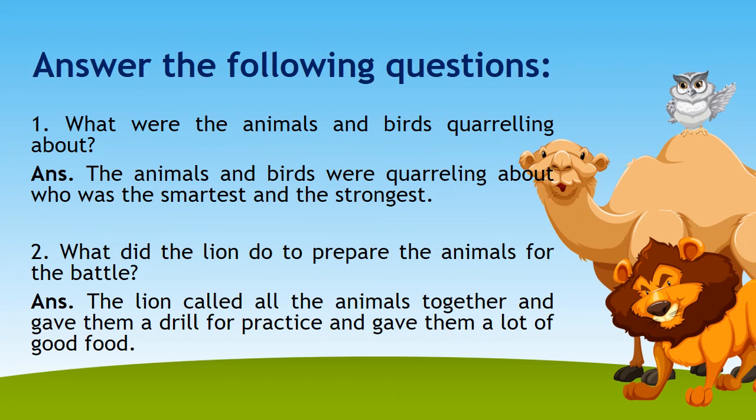Next exercise is answer the following questions. First question, what were the animals and birds quarreling about? Answer, the animals and birds were quarreling about who was the smartest and the strongest. Second question, what did the lion do to prepare the animals for the battle? Answer, the lion called all the animals together and gave them a drill for practice and gave them a lot of good food.